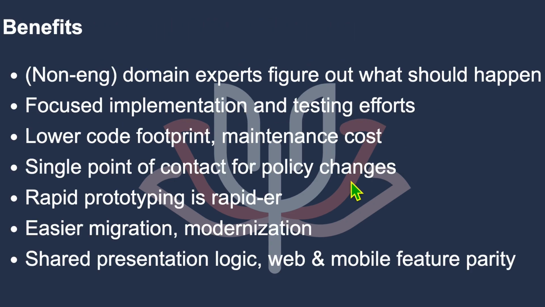And an org that adopts Temper will benefit in a number of ways. Small groups of domain experts can figure out what should happen and how. They can focus specification and testing efforts. You get a lower code footprint and maintenance cost. A single source of truth for policy code means that domain experts have a single engineering point of contact to collaborate with to try out new ways of doing things.